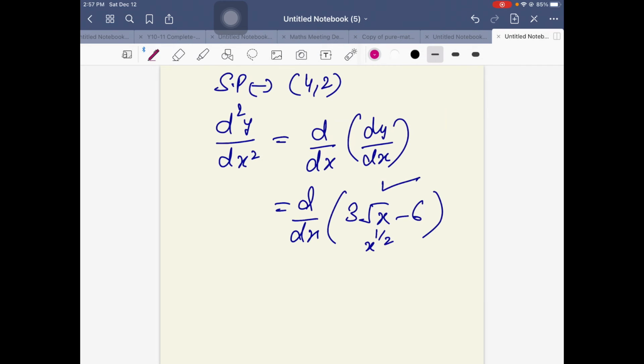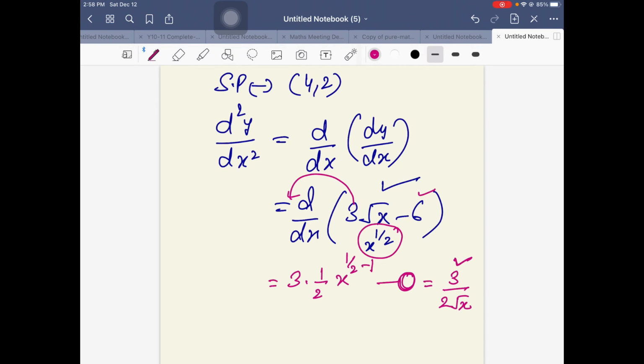Again, by the power rule of derivative, this 3 being a constant will come out. 3 into the derivative of x power half by the power rule. The power comes in front, x power half, that power minus 1, minus the derivative of a constant being 0. The derivative of a constant is always 0. So if we simplify further, we get 3 by 2 into x power minus half. Changing it to root, you get 3 by 2 root x. So this is the second order derivative.